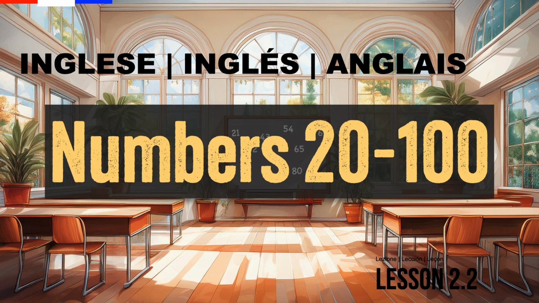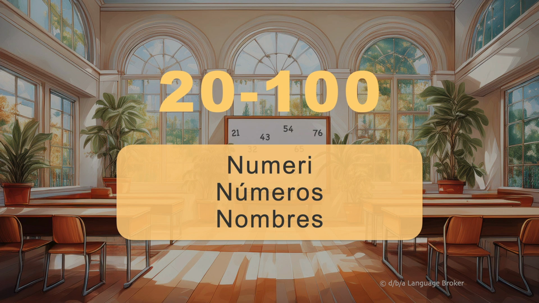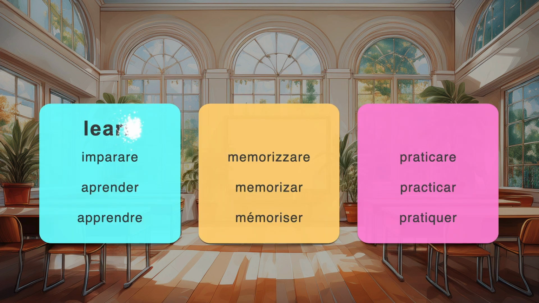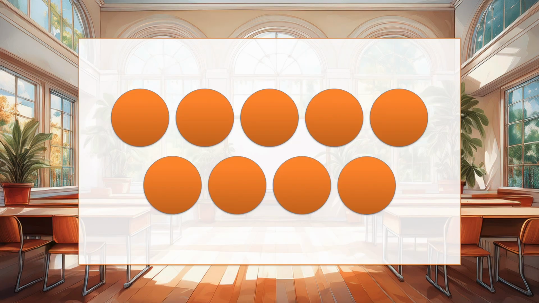Welcome to Language Broker English Lesson 2.2, numbers 20 through 100. Together we will learn, memorize, and practice. Let's begin by counting from 1 through 9.